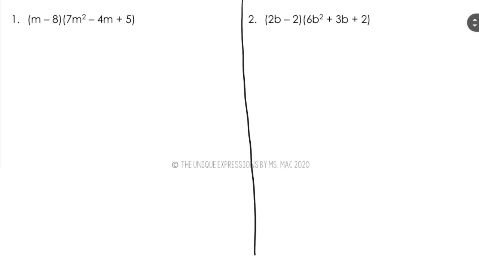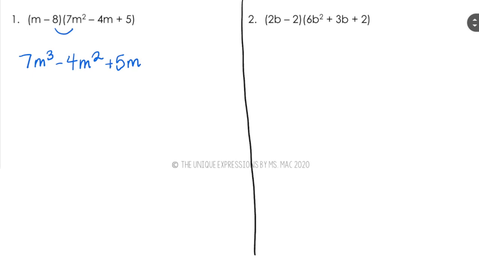So I'm going to take my m and I'm going to multiply it by everything inside the trinomial. So m times 7m squared is 7m to the third power. Then m times negative 4m is negative 4m squared. Then m times positive 5 is positive 5m. All right, let me erase everything. And now we're going to do the same thing, but just with the 8.